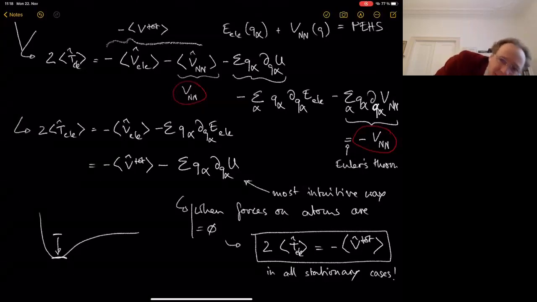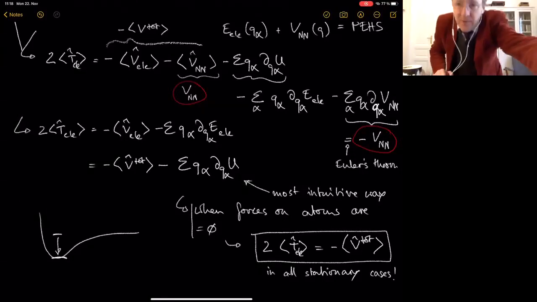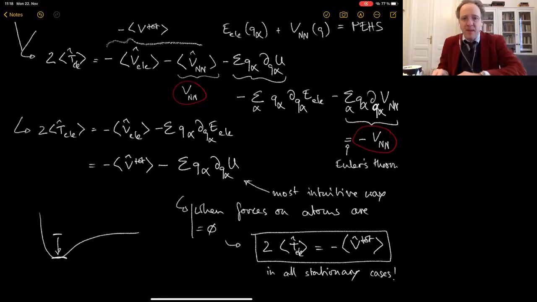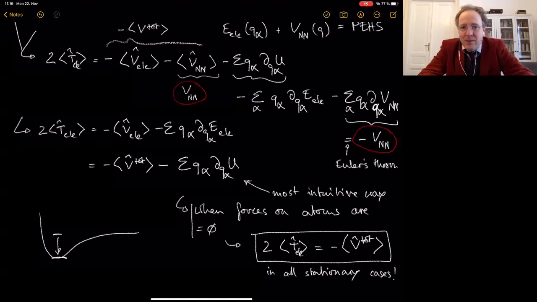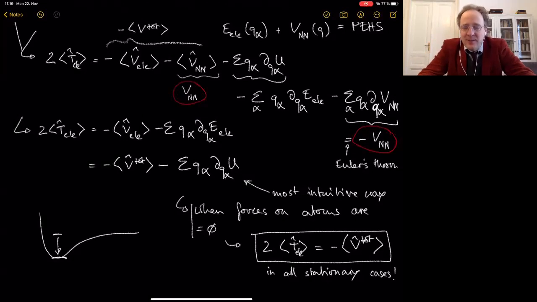All right, let us continue with the course. We arrived at the Virial Theory for molecules, multiple atoms, and we saw that it's not as easy as for individual atoms, but with this simple extension of containing this force term, you have a really helpful relationship.